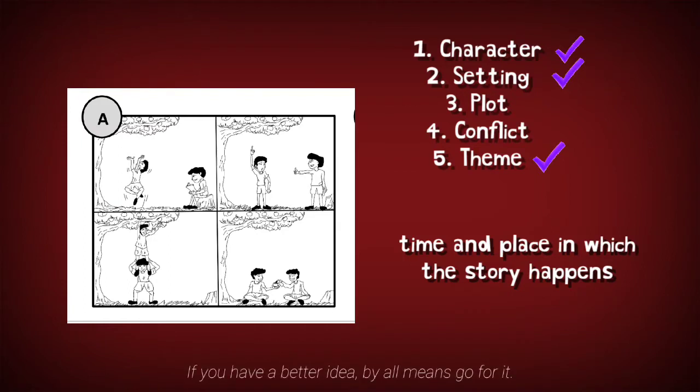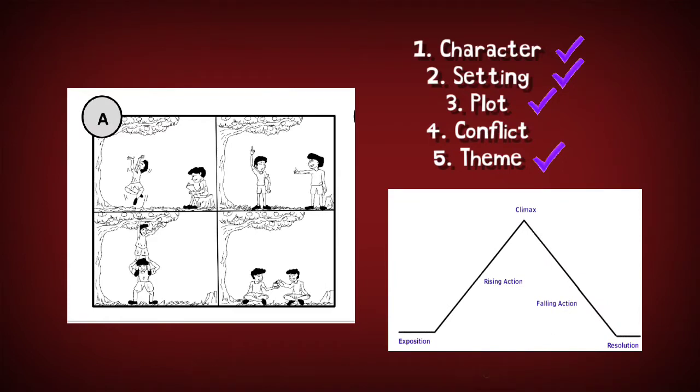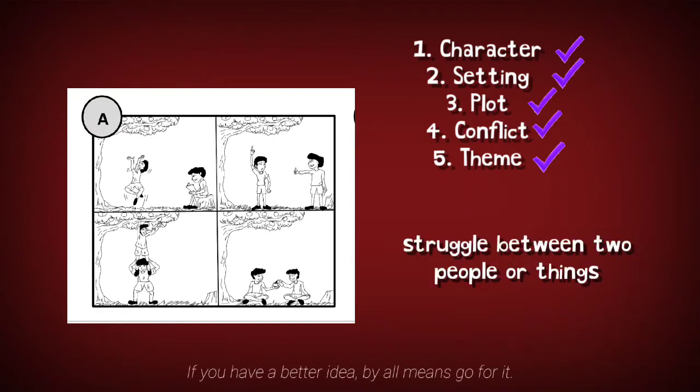Next element is the plot. Now, a plot is a series of events and characters, actions that relate to the central conflict. So ito yung pagkakasunod-sunod ng mga event. Ang plot kasi meron ding mga parts yan. Yun yung exposition, rising action, climax, falling action, tsaka yung resolution. Sa conflict is meron ng struggle between the people or things in the story.